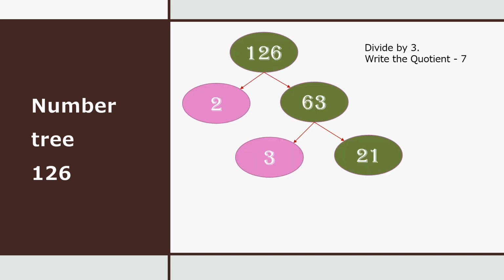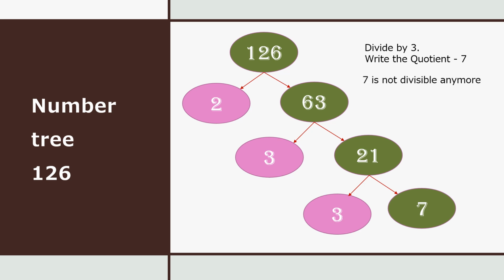What are we going to do? We'll continue building the number tree. We are going to divide 21 by 3 and write the quotient, which is 7. Now, can you divide 7 to any smaller numbers? No, it is not. So, we change it to pink.